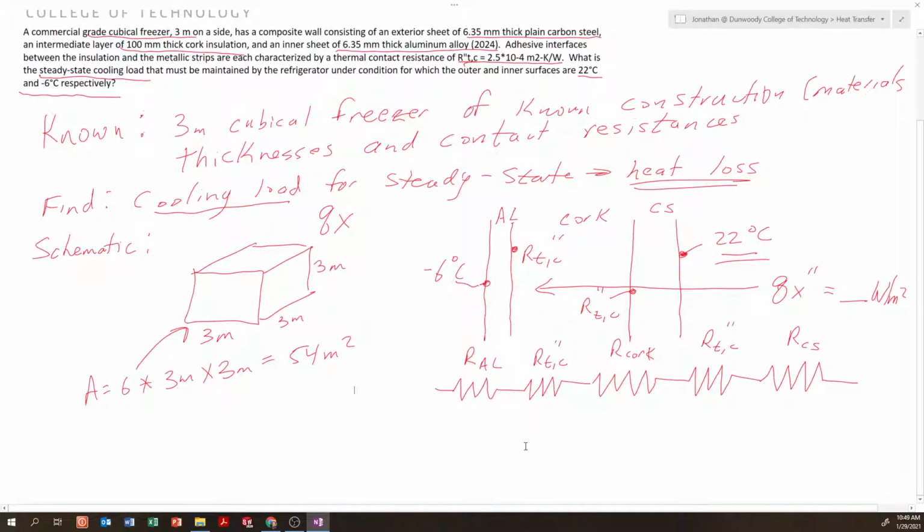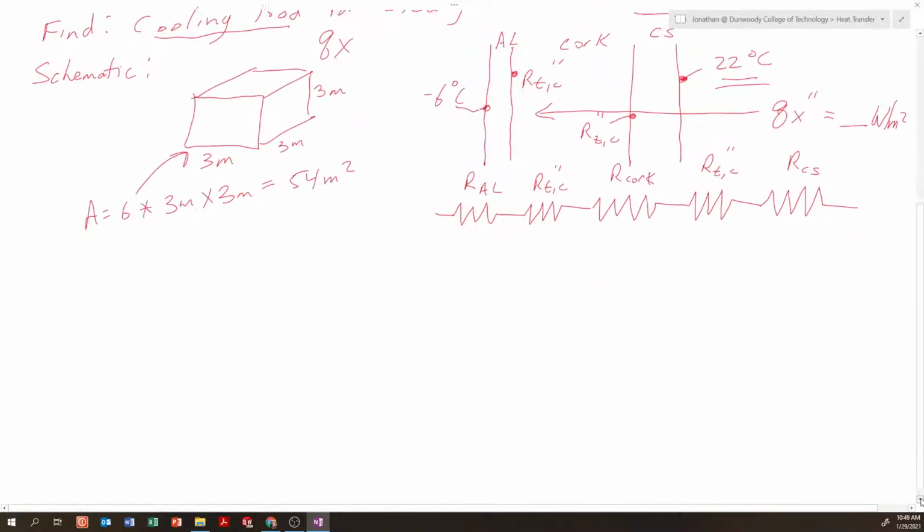So we've got, don't I get more area? I guess not. Let's get a little bit more space.